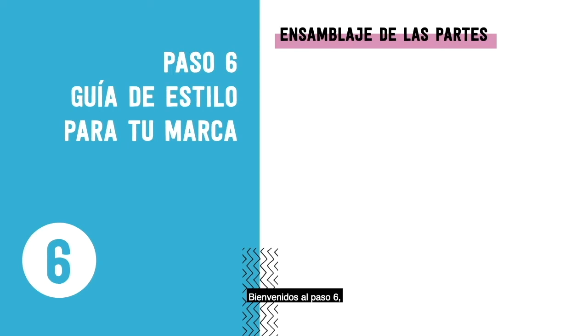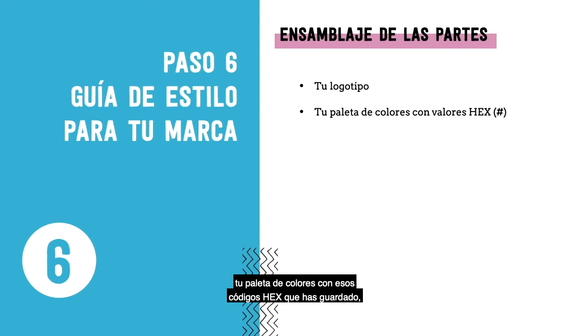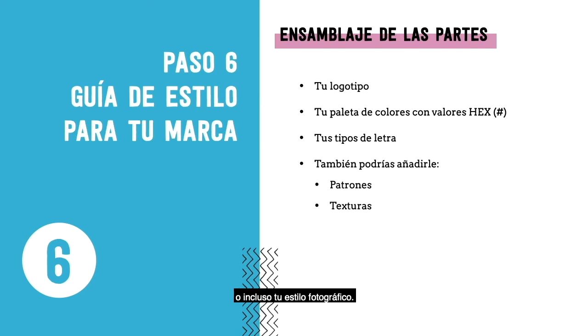Welcome to step 6, which is the final step of our creative process, and we are going to put all of the parts together in this last lesson and create your brand style guide. We're going to use your logo, your color palette with those hex codes that you've saved, your fonts that you just picked, and you can also add to this brand style guide any patterns, textures, icons, or even your photographic style. So really, what is a brand style guide?